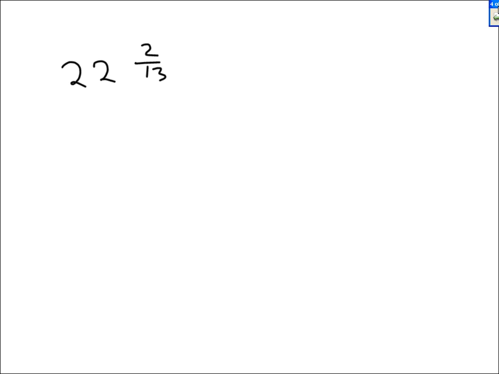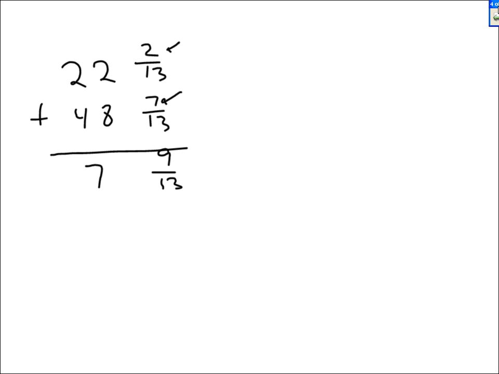And 2/13. You want to add 48 and 7/13. The denominators are the same. Keep it as the numerator. 7 plus 2 is 9. 22 plus 48, add them, you'll get 70. Since this fraction is proper, that is your answer. 70 and 9/13. 70 and 9/13 is your answer.